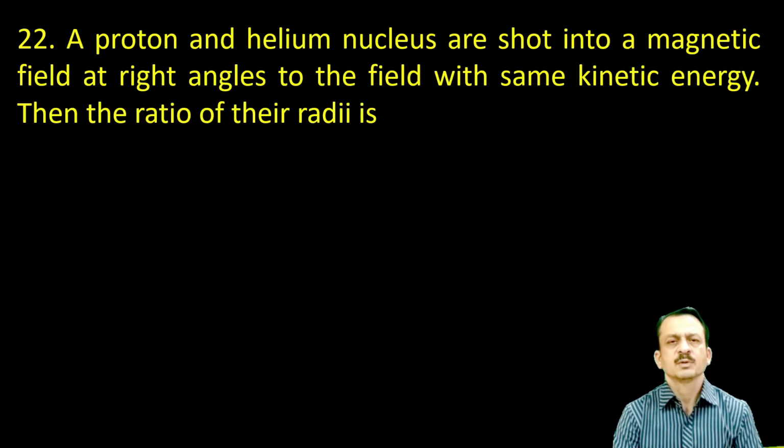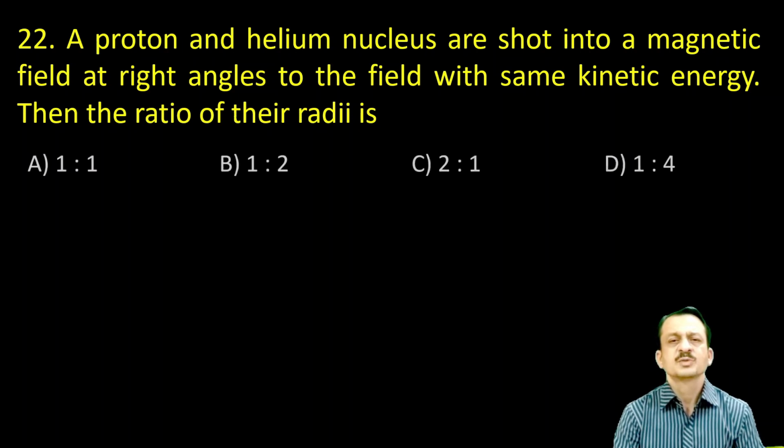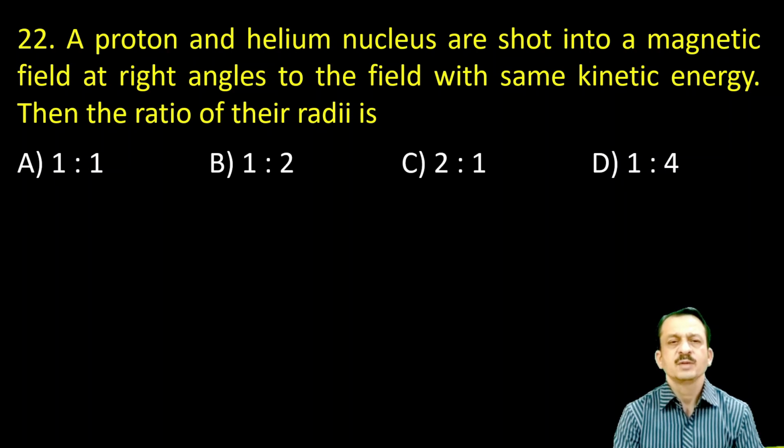Next one. A proton and a helium nucleus are shot in a magnetic field at right angles to the field with the same kinetic energy. The ratio of their radii. Now look here, in this problem, a proton is given and a helium nucleus is given. What is a helium nucleus? It is nothing but an alpha particle. Should remember that one. Now the options are A 1 is to 1, B 1 is to 2, C 2 is to 1, D 1 is to 4.